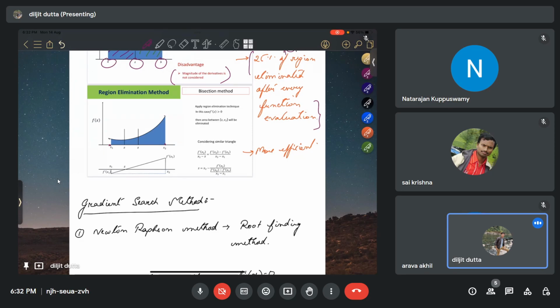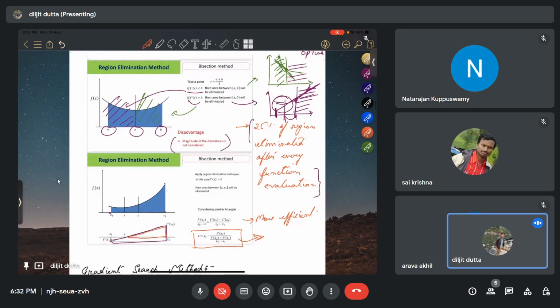By using the law of similar triangles, they took this triangle and the smaller triangle. By taking these two similar triangles, they got the value of z, evaluated by this formula: x2 minus f dash x2 divided by (f dash x2 minus f dash x1) by (x2 minus x1). If we proceed in this way, we can get to the optima faster, rather than just taking the midpoint.